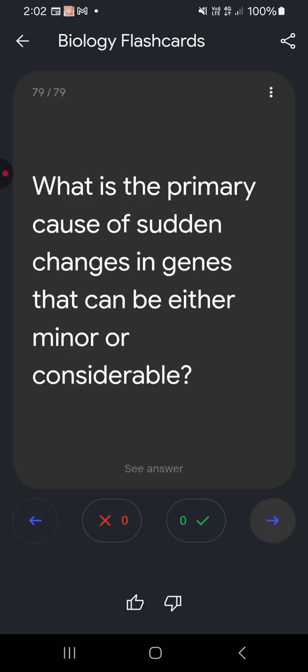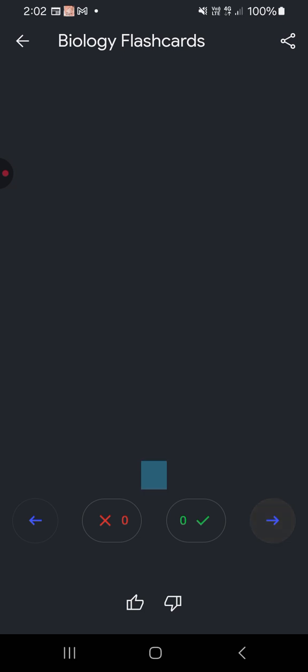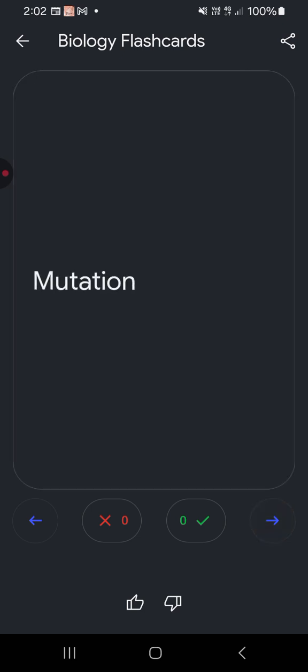What is the primary cause of sudden changes in genes that can be either minor or considerable? The answer is mutation.